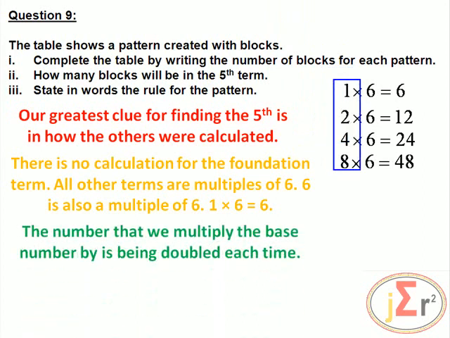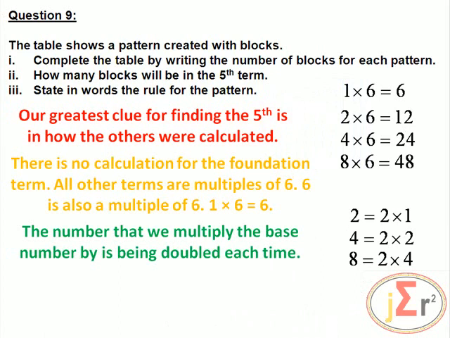The number that we multiply the base number by is being doubled each time. So it begins at 1. It is doubled to 2. Then it is doubled to 4. Then it is doubled to 8, as we can see over here. Then if it is doubled to 8, then the next one must be doubled to... We will see that in a while. So 2 is 2 ones, the 4 is 2 twos, the 8 is 2 fours.